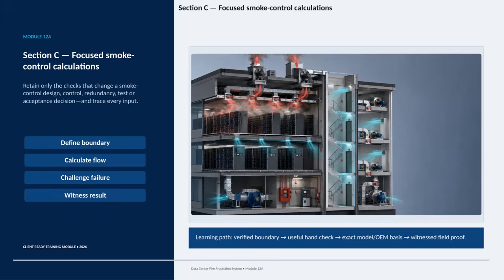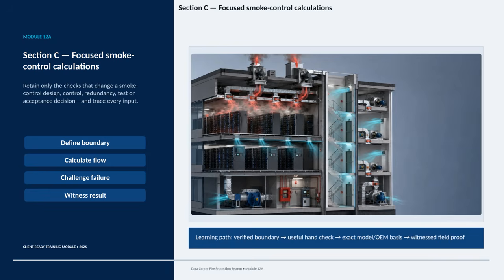This module focuses on a disciplined way to perform smoke control calculations without creating unnecessary analysis. The objective is to retain only the checks that can change a real design, control, redundancy, testing, or acceptance decision. Every input must be traceable, so the calculation can be reviewed, challenged, and defended. The learning path moves through 4 stages.